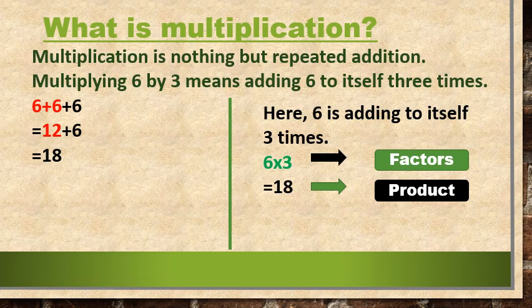Alright? Girls, the thing is that we can be more specific about each factor also. Let's see. Here, 6 is also called multiplicand and 3 is also called multiplier. Understood?